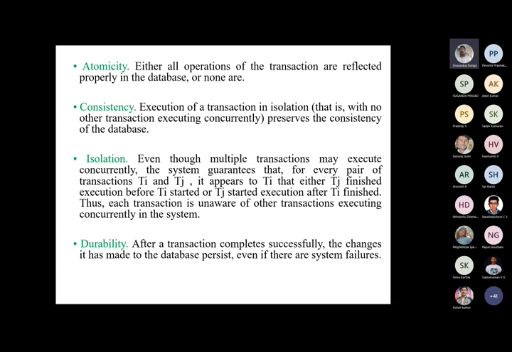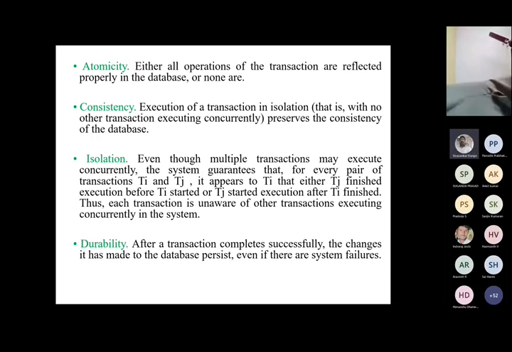So even if multiple transactions execute concurrently, the system should guarantee that for each pair of transactions TI and TJ, it appears to TI that either TJ finished execution before TI started, right? So you have a pair of transactions TI and TJ. It appears to TI that transaction TJ completed its execution before TI started, or TJ will start its execution only after TI is finished. So the idea is that each transaction is unaware of the other transactions executing concurrently in the system, right?